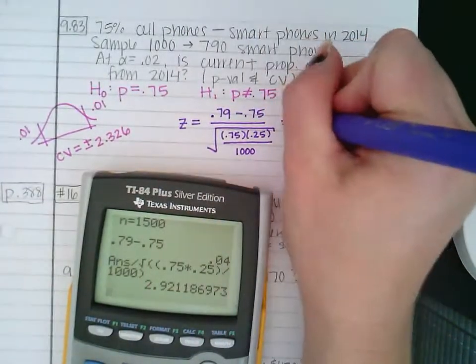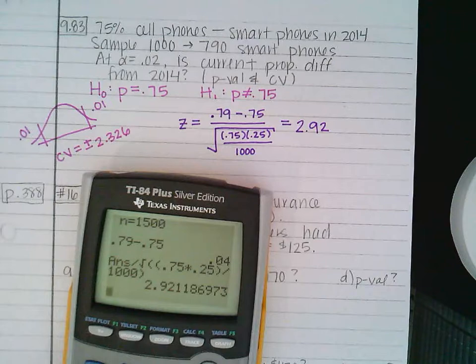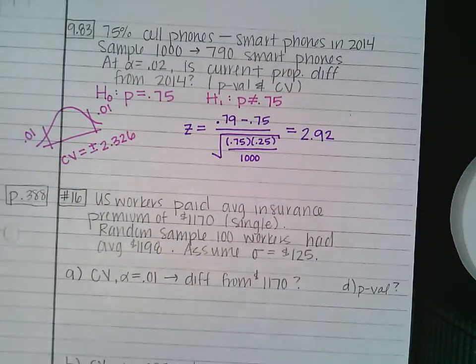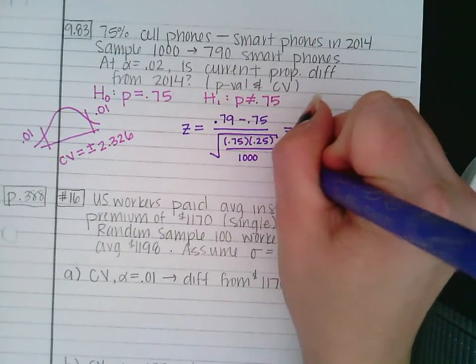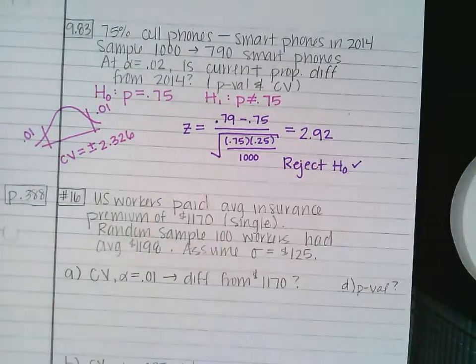Okay, and that gives me 2.92. That is outside of my critical value range, so I'm going to reject H0. We could also look at the p-value range. The p-value is going to be pretty low.